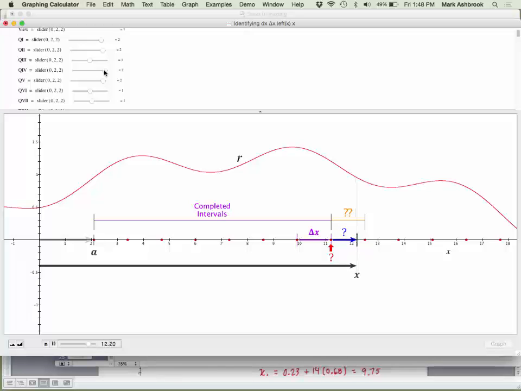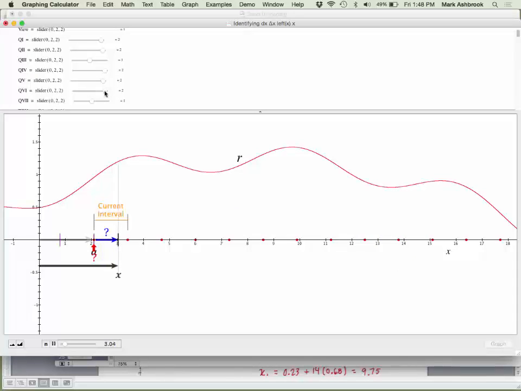Okay, what was next? Gold. I think that's this one. And what is that called? The current interval. Okay, and then what did I say first? Blue? All right, what is blue?